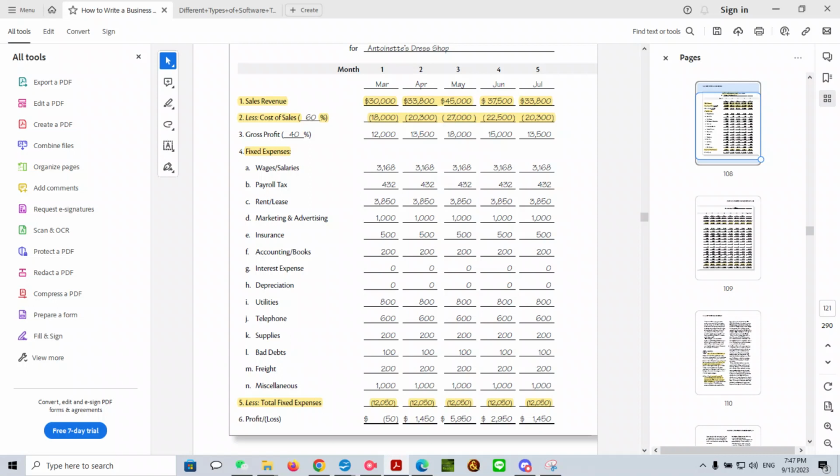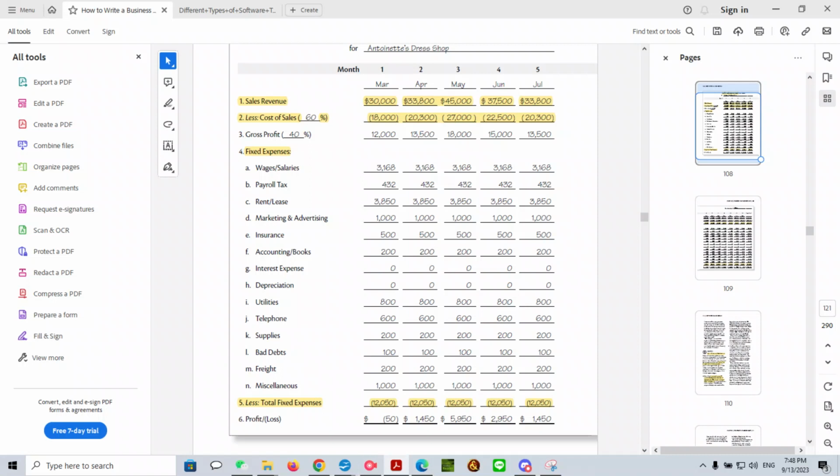Once you have that, you want to take your sales revenue and subtract the cost of the sales. You can calculate it as a percentage first. So you take the revenue times the percentage of the revenue, which gives you the amount, and you subtract the cost of the sales from the revenue, and you get your gross profit.